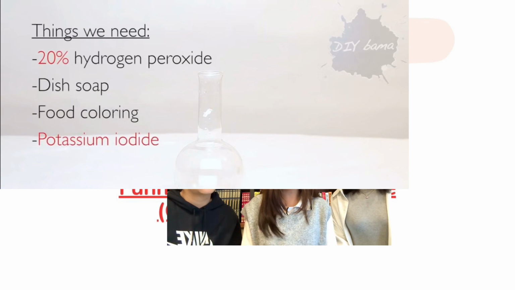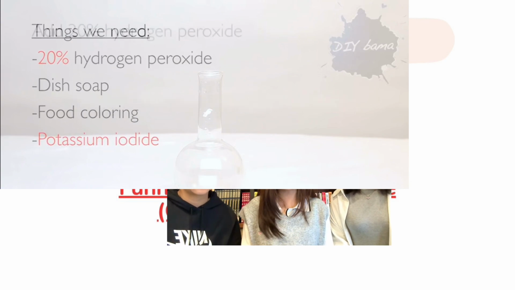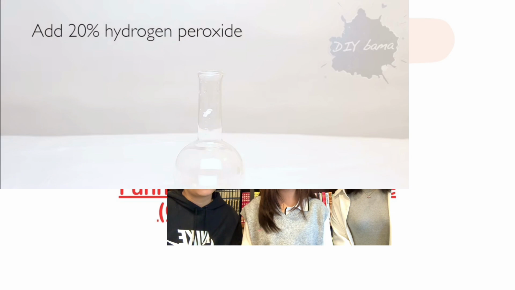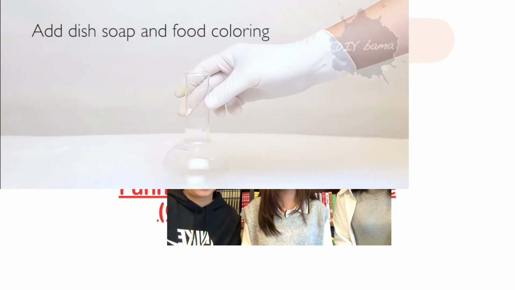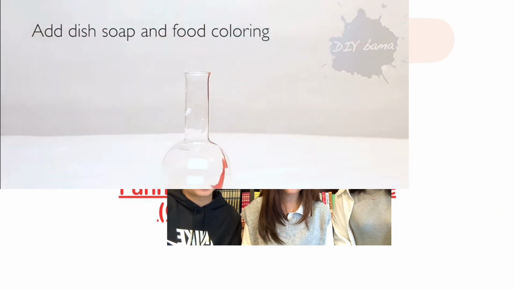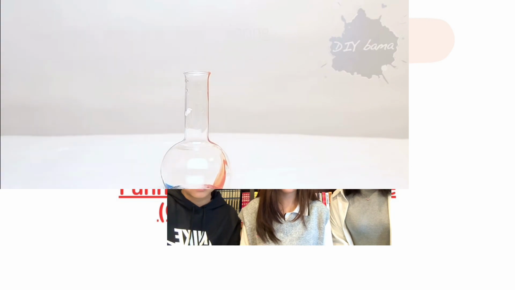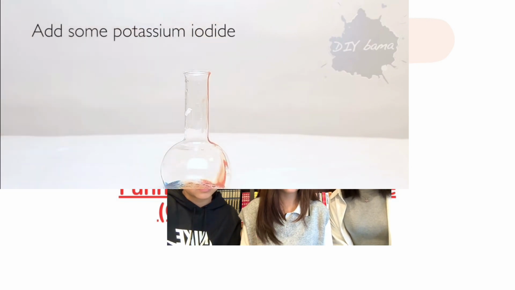Today, we're going to see the process of the elephant toothpaste experiment. First, we add dish soap, hydrogen peroxide, and some food coloring. Then, we add potassium iodide.